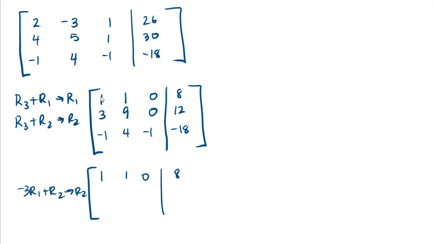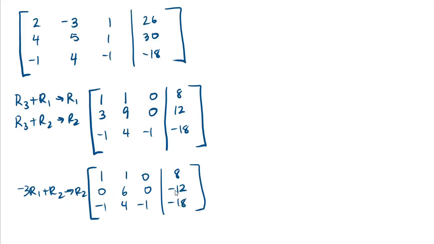So negative 3 times 1 is negative 3, plus 3 is 0, and I've eliminated the x's in the second column. Negative 3 times 1 is negative 3, plus 9 is 6. This is why we wanted to use the first and second rows. We don't change the 0. Negative 3 times 0 plus 0 is still 0. Negative 3 times 8 is negative 24, plus 12 is negative 12. We're not altering the third row.